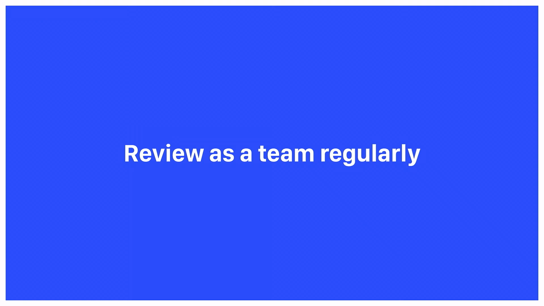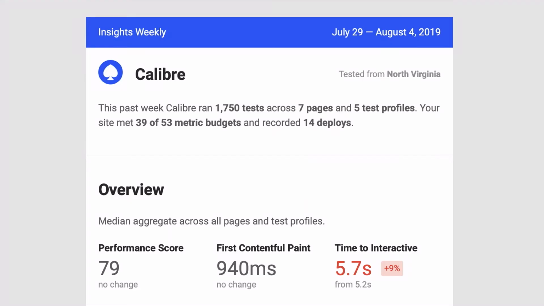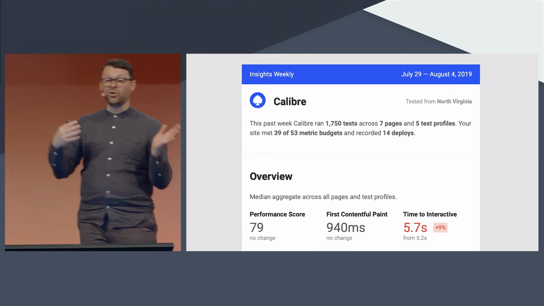I'd like to definitely recommend that you review as a team regularly. So evaluate all the performance work that you're doing and all of the things that you're trying. Get together and talk about what worked and what didn't. One thing that we've done at Calibre is we've invented this report that we call Insights. And so if you're monitoring your site in Calibre, you can go and turn on this report to receive it weekly or monthly. And it just turns up in your email.